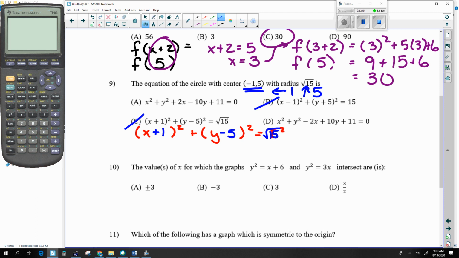So the answer is A or D. All we have to do is just do math to figure out which one is right. So we kind of have to expand these things. So x plus 1 squared.